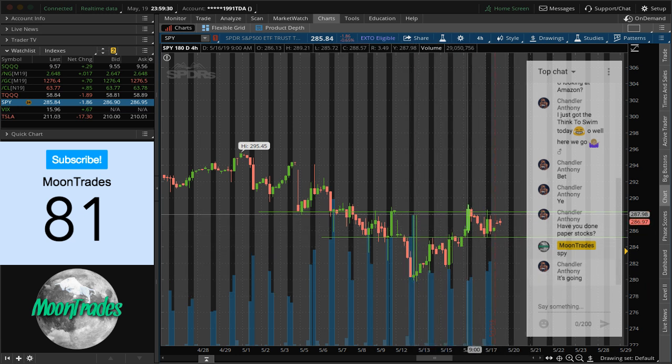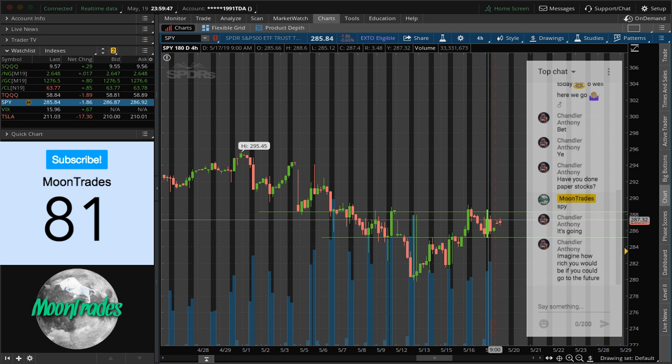Whoever sold here did a good job, because they sold and look where it opened up at. It opened at 285.62, and most likely they would have sold there. Yeah, they could have waited and let it push up. And when it did push up, you can see that a lot of sellers started selling and then the candle closed right there at 287.32. Imagine how rich you would be if you could go to, right? Oh my gosh, it'd be unreal. It would be crazy unreal.